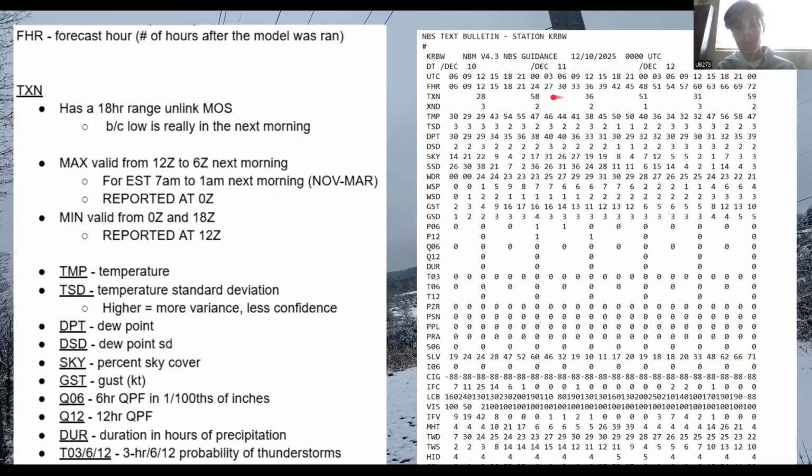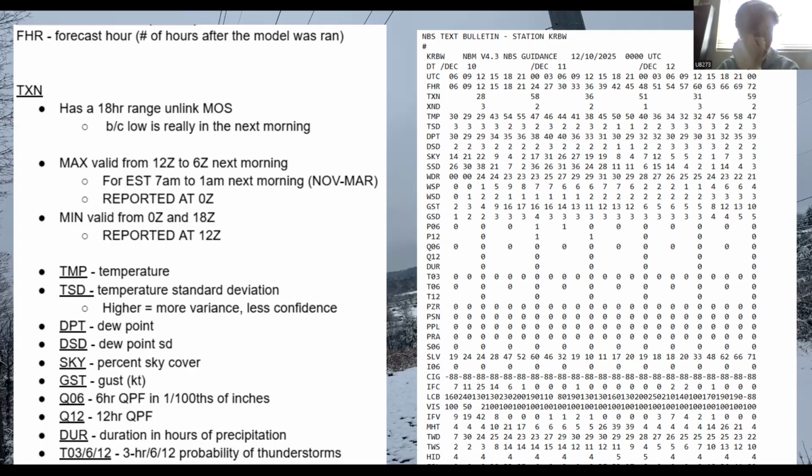This 36 is the low for December 11th. This 51 is the high for December 11th. So it always is for the gap before it. Not every single row are we going to talk about in this video, just the most important ones. So we're now going to move on to TMP. TMP is going to be the temperature in Fahrenheit at that specific hour.